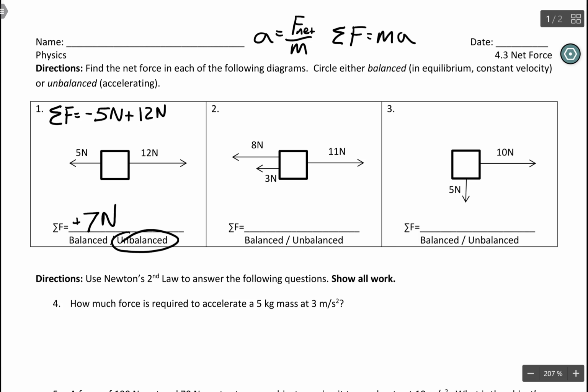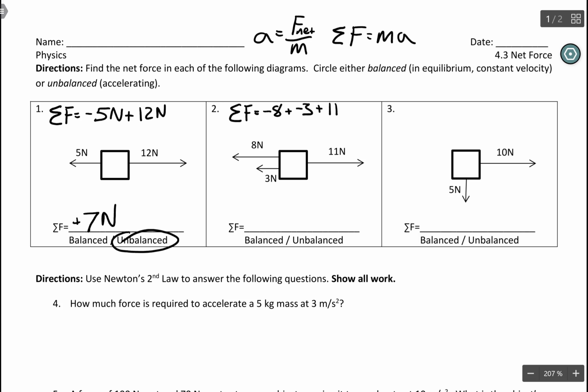That's the net force. So these, you could just tell by looking at them, they are unbalanced. And you could also tell because there is a net force, therefore they are unbalanced, and this box is accelerating to the right. Alright, this one, now we have 3 arrows, so let's sum them together. The net force is equal to negative 8 newtons, because that again is pointing to the left, plus negative 3 newtons, also pointing to the left, plus positive 11 newtons.